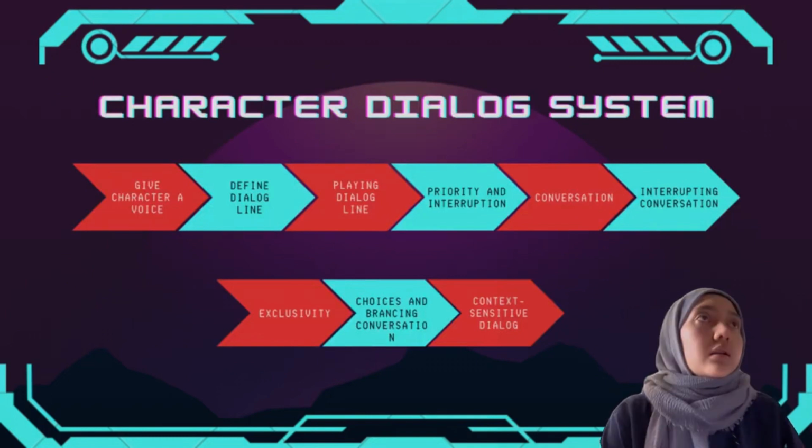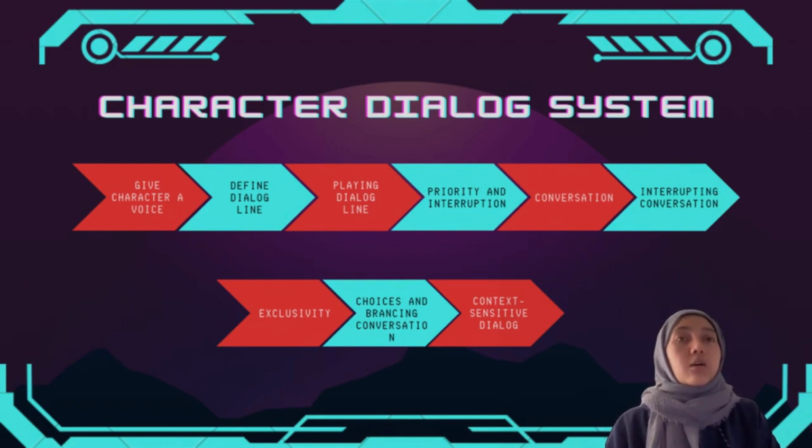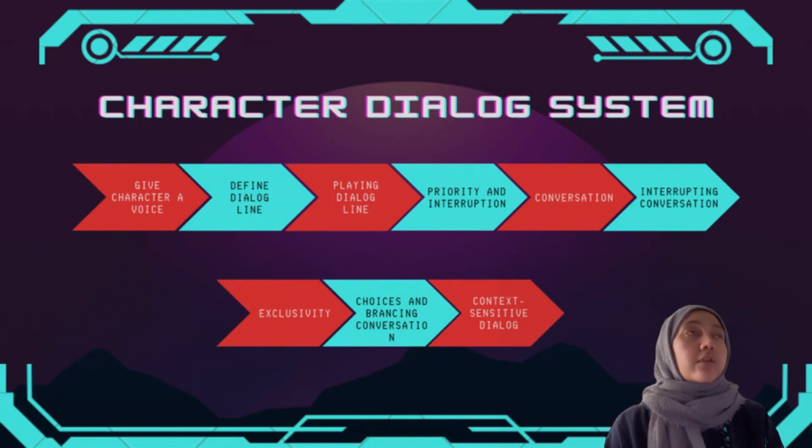The next one is the in-depth theory of character dialogue system. First one is to give a character a voice, where for this we catalog all possible lines and provide various things to say. The next one is define dialogue line, where the dialogue line will be defined separate file for each character. Next is playing dialogue line, which the dialogue line will be stored in array and then randomly shuffled.